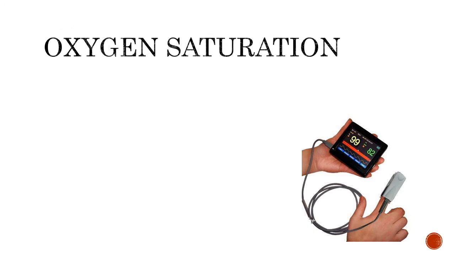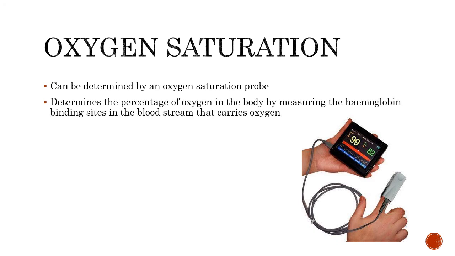We have oxygen saturation. This is an oxygen saturation probe that measures the oxygen level in your body. It determines the percentage of oxygen in the body by measuring the hemoglobin binding sites in the bloodstream that carry oxygen. And the normal oxygen saturation is 95 to 100% in room air.